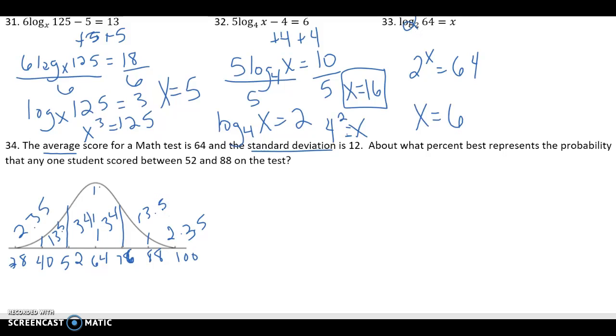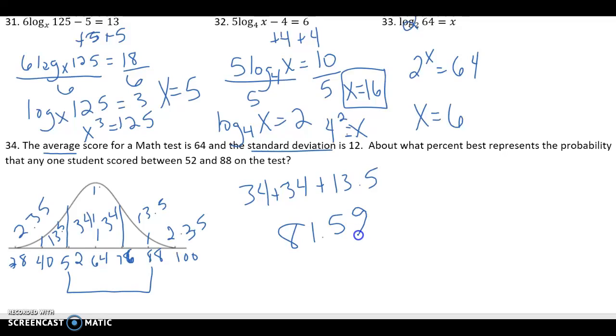All right, the average score of a math test is 64. Standard deviation is 12. That's got my numbers on the bottom. What percent best represents the probability that any one student scored between 52, which is right here, and 88 on their test? So what I need to do with those, I need to add them together, right? So I got 34 plus 34 plus 13.5. 34 plus 34 is 68, plus 13.5 is 81.5.